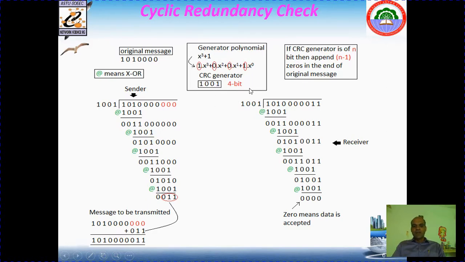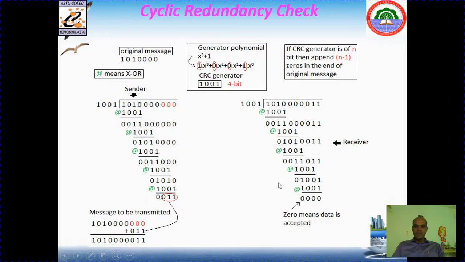If it is 4 bit, we need to add 3 zeros at the end of the data. If we have 5 bit, add 4 zeros. In general, if we have n bit, then n minus 1 zeros are added to the original message. So for my original message, I added 3 zeros. I'll perform the division by 1001, and at last the remainder is 011. So to this data I'm adding 011, and this will be transmitted to the receiver.